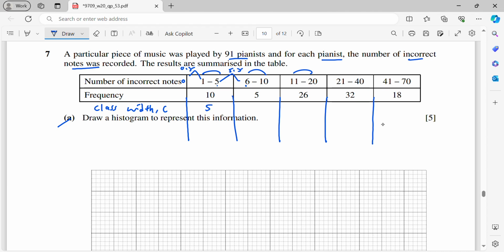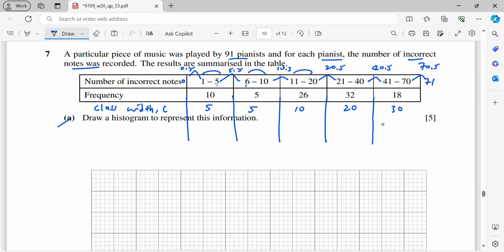Okay, same goes to the next one. This is going to be 10.5. So 10.5 minus 5.5, it is 5. Then this is 20.5. So 20.5 minus 10.5, I get a width of 10. This is 40.5. So when you minus, you get 20. The next one is expected to be 71. So when you get the average, it is 70.5. Then you minus, you get 30.